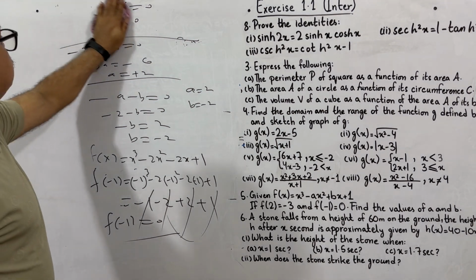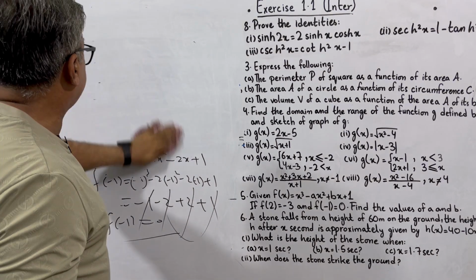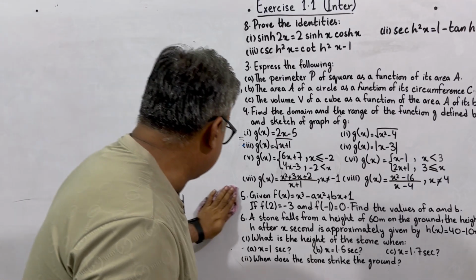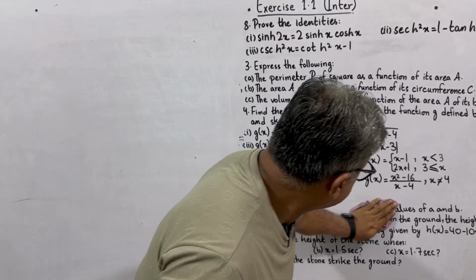Okay. Moving further, how to find domain and range, then some hyperbolic identities. And we are going to work wonders in that case.